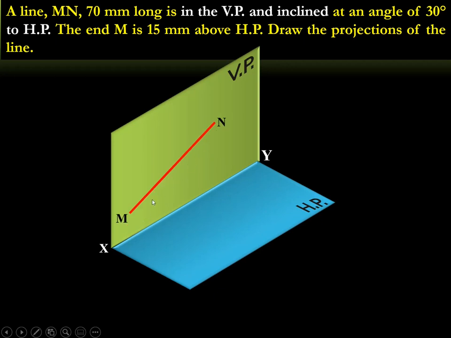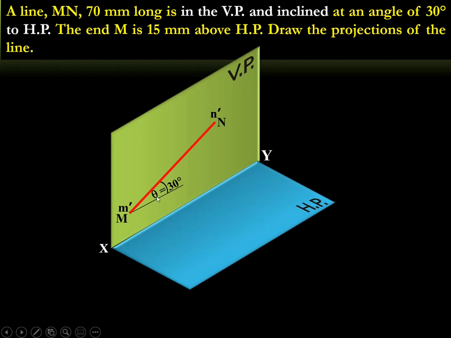To obtain the front view of the line capital MN, we need to observe the line from the front and the line needs to be projected onto the vertical plane. Since the line is already located on the vertical plane, we need not project it further and the same line will become its front view. And the front view must be denoted using the corresponding lowercase letters m dash n dash.